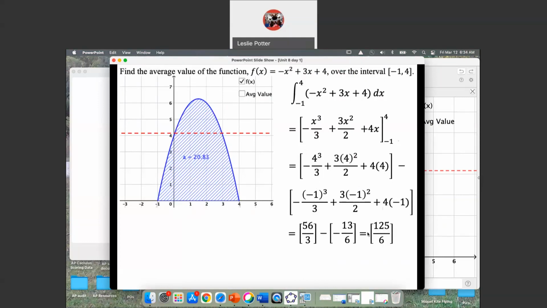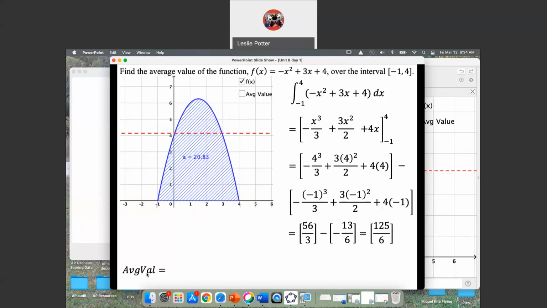Ignore those brackets. I just forgot to take them out. So that's the area underneath the function. If we take 125 divided by 6, you get 20.83. So now we want to find that average value.